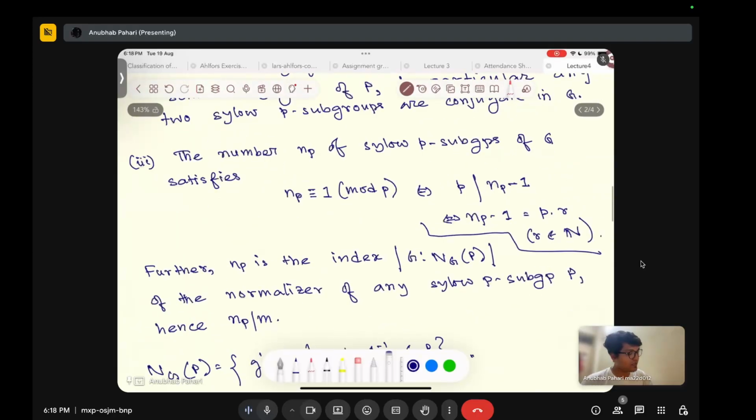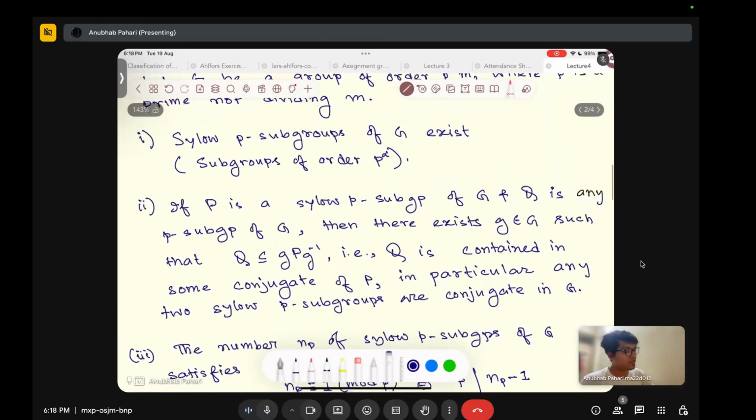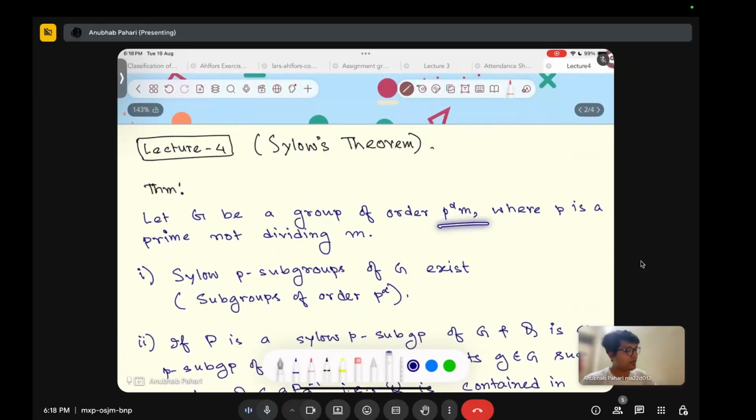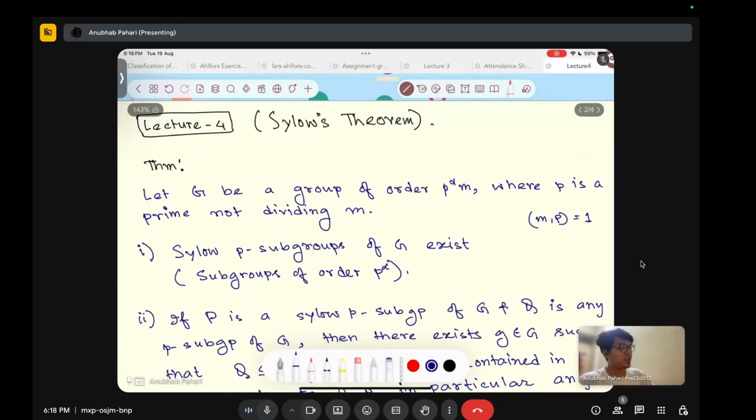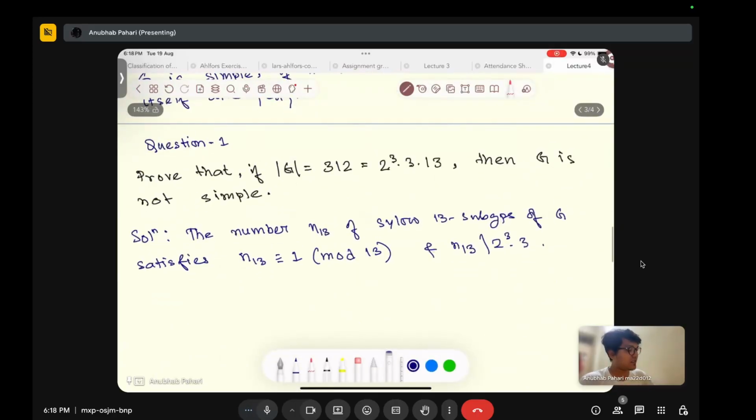So from here you will see that your order is p to the power alpha times n. You can write this as m and p, which have their GCD equal to 1. So from here, combining these facts, you can see this.